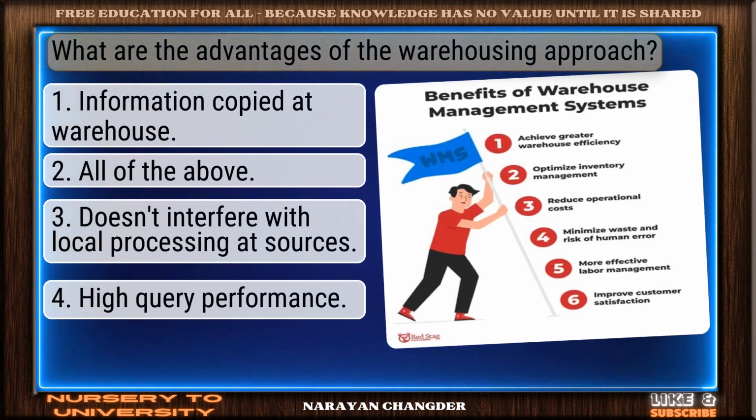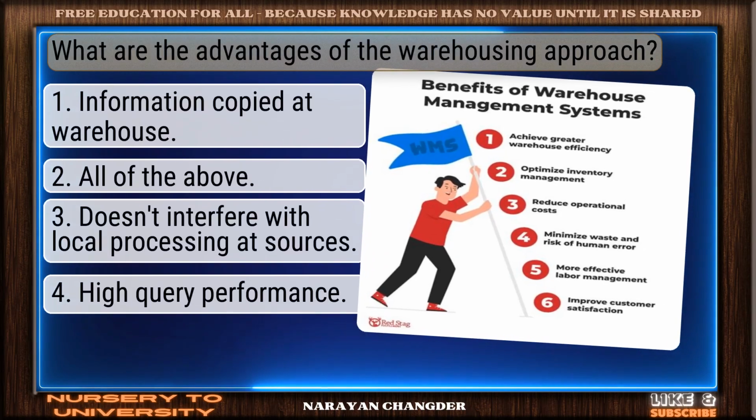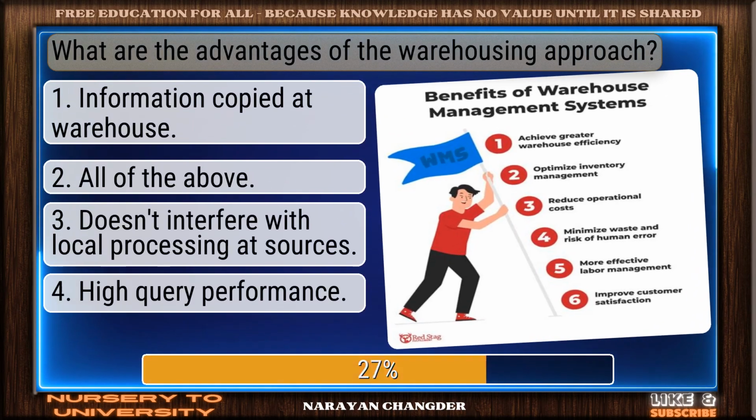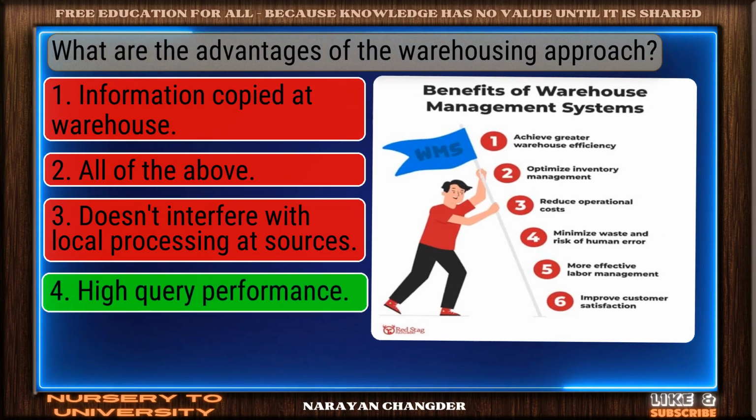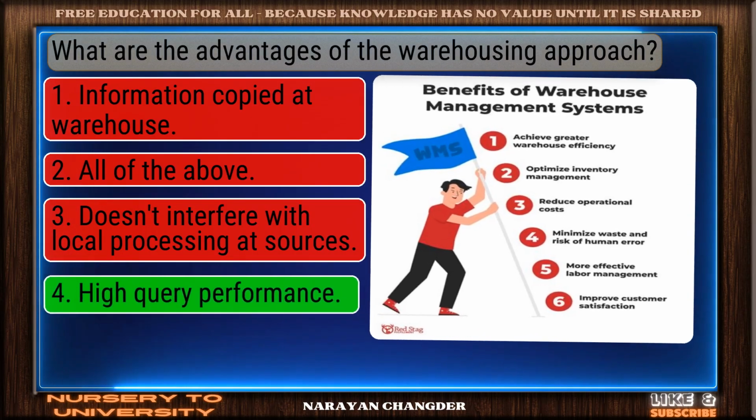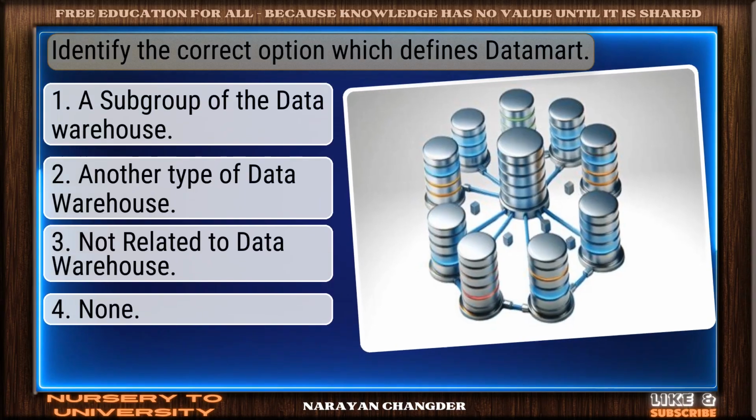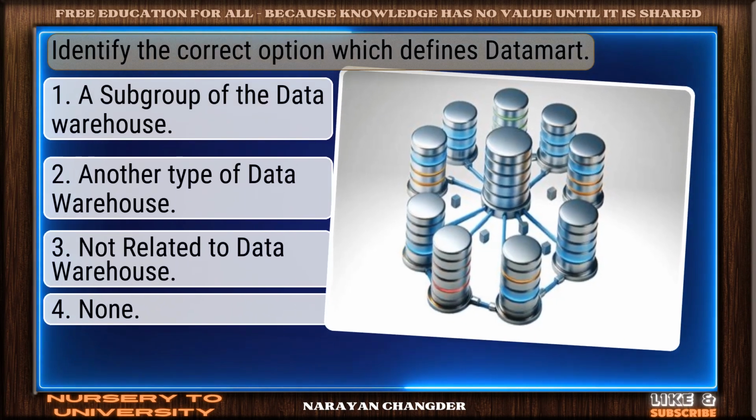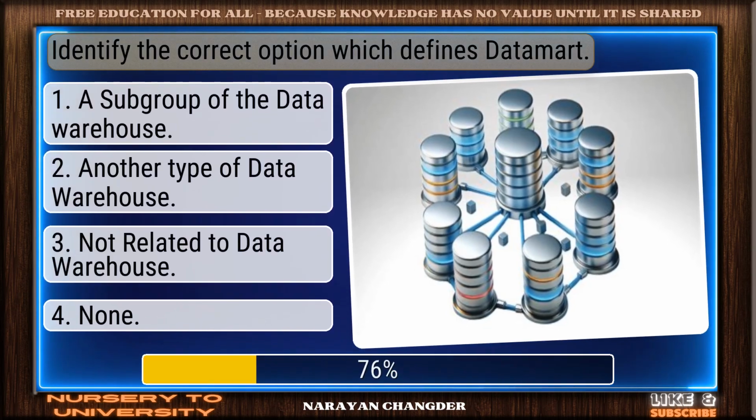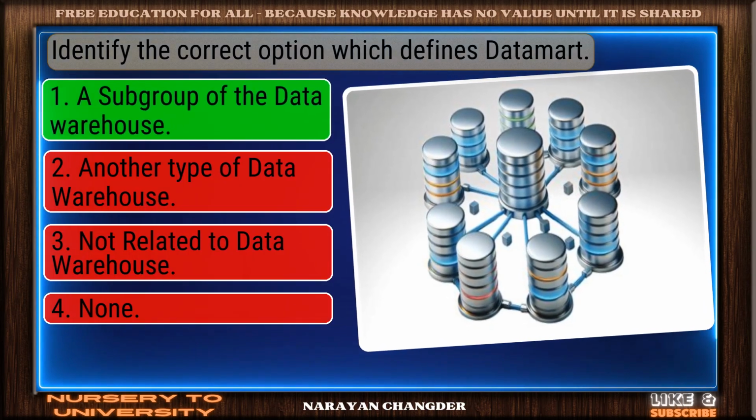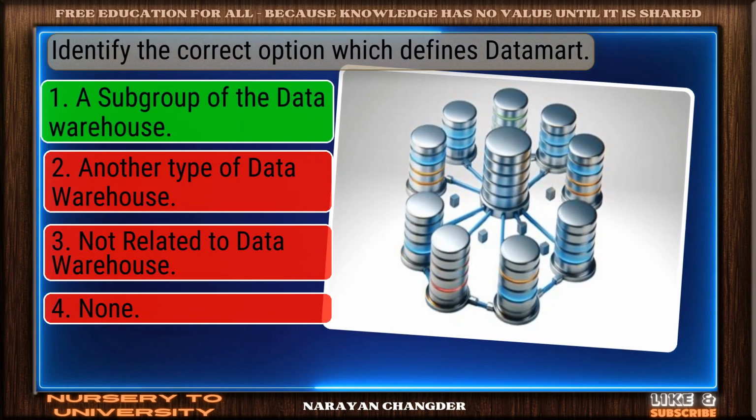Question number 21. What are the advantages of the warehousing approach? You chose high query performance, and it is correct. Question number 22. Identify the correct option which defines Datamart. Valid point. A subgroup of the data warehouse is true.